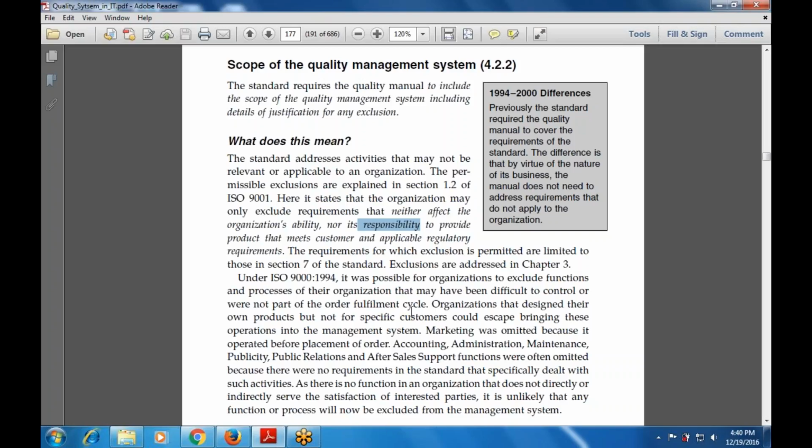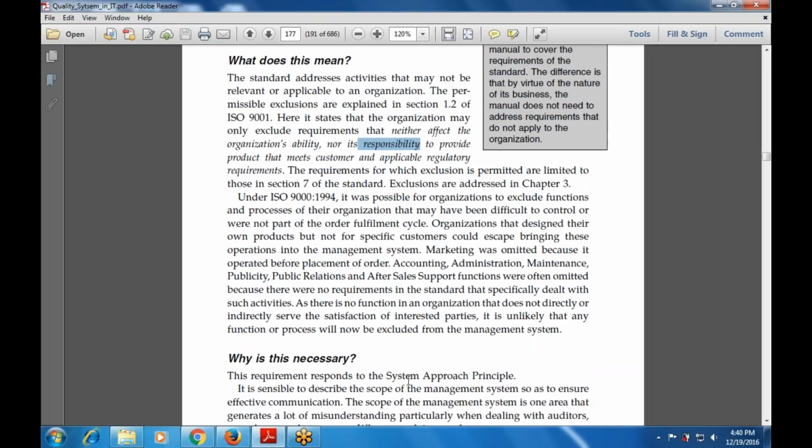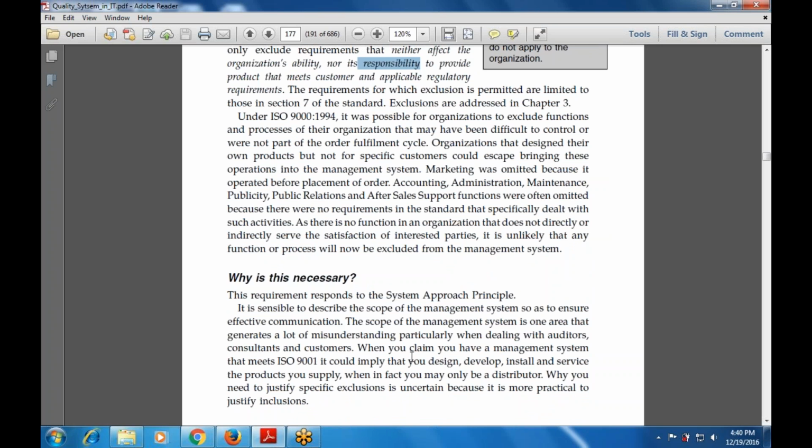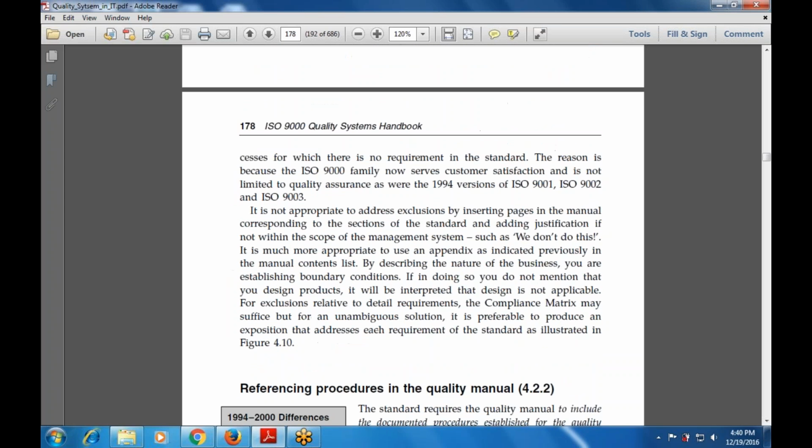In this case also marketing was omitted because it operated before the placement of the order. Accounting, admin, maintenance, publicity, public relations, and after sales support functions are also omitted because there is no requirement in these ISO standards. This also leads to the system approach principle.